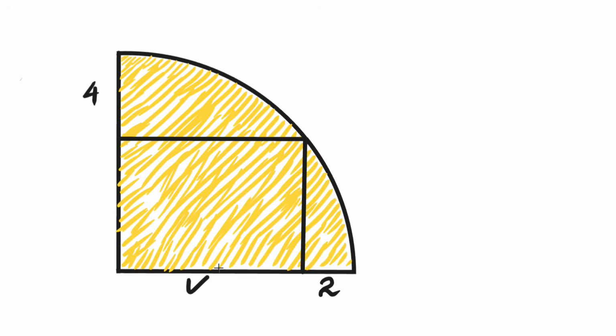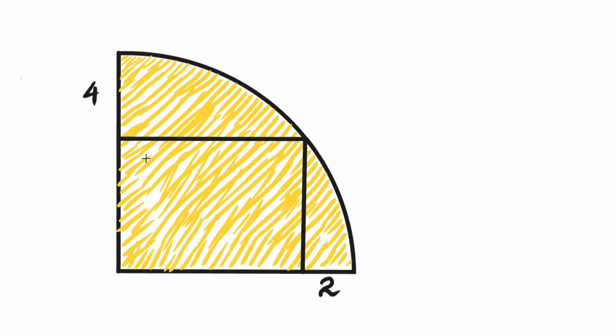Let's solve this carefully, because the key to this problem is recognizing the right triangle hidden inside the quarter circle. We have a quarter circle with a rectangle inside it, and the upper right corner of the rectangle lies exactly on the curved arc of the quarter circle. We are told that the vertical distance from the top of the quarter circle down to the top of the rectangle is 4 units, and the horizontal distance from the right side of the rectangle to the end point of the quarter circle is 2 units.